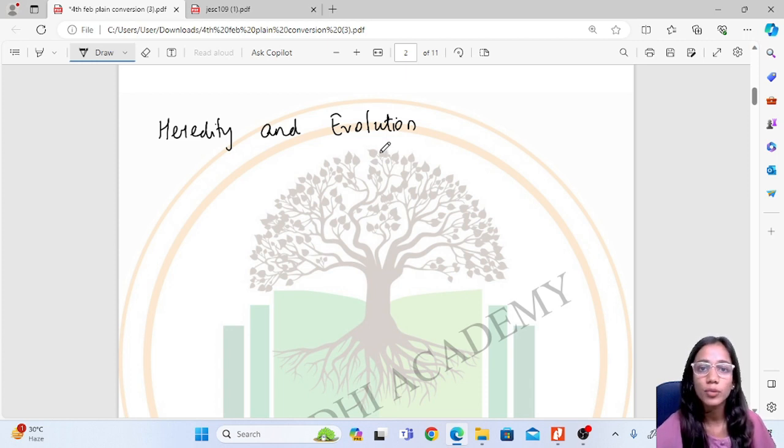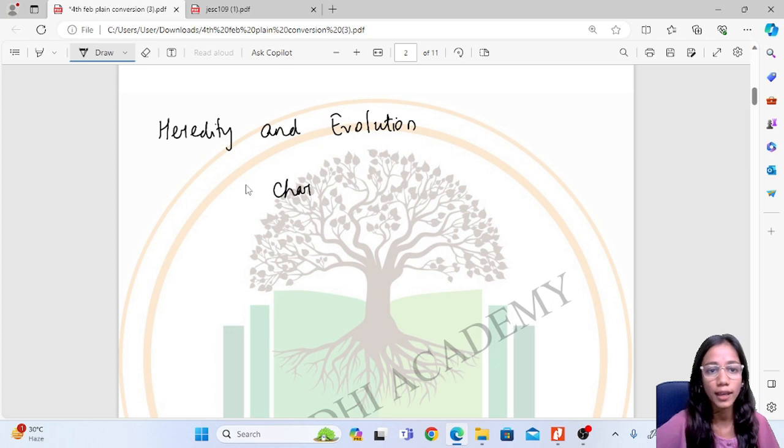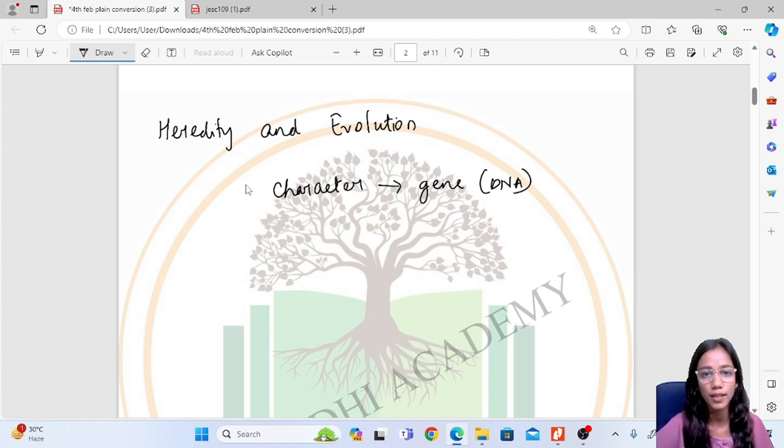So when there is reproduction between two organisms, there is inheritance of traits, and the sum total of all this inheritance is called heredity. Inheritance of genes and characters is called heredity. A specific character is controlled by a particular gene, which is the DNA. This DNA is present inside the nucleus of a cell, and these genes control these characters.